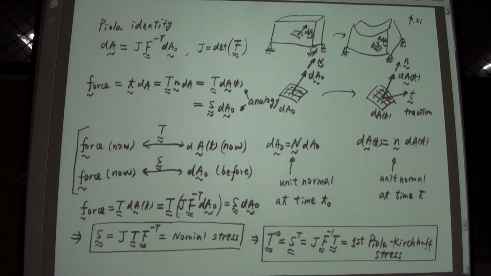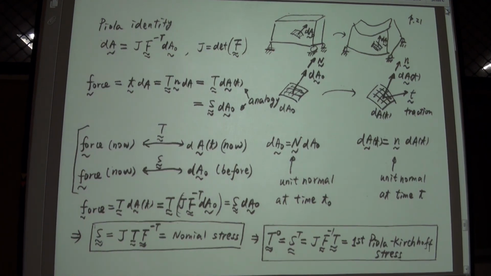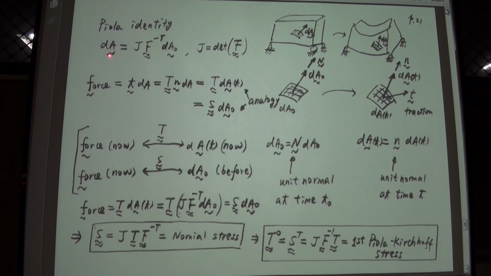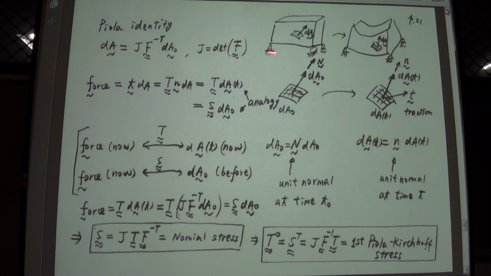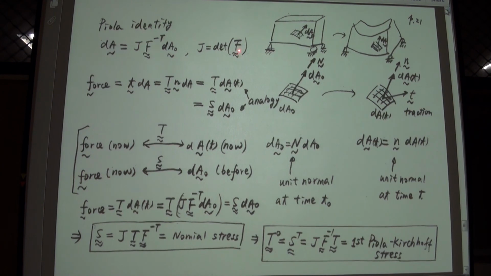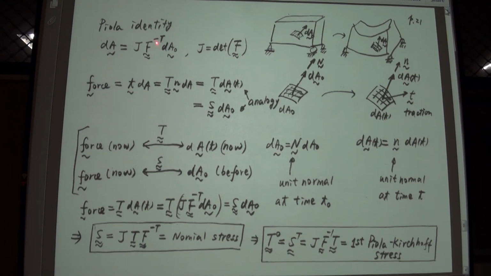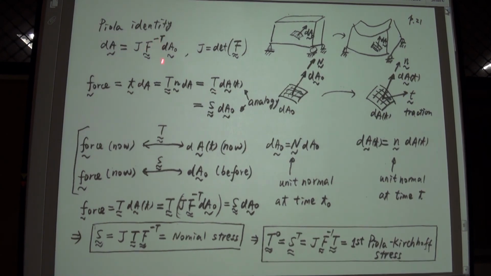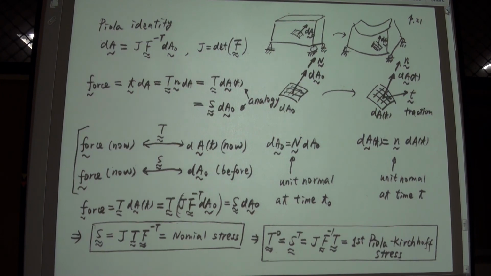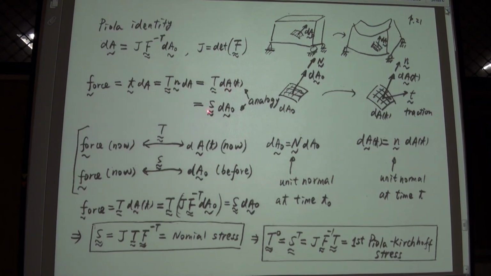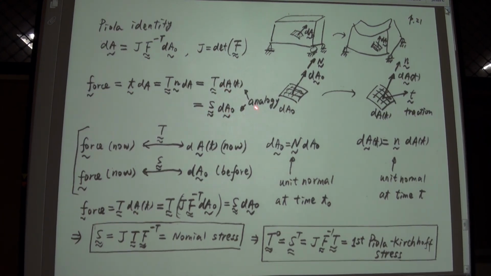This relation is not easy to derive, so I just omit the derivation process. You can look at some textbook to find the derivation. And then this dA0 is brought to dA by this relation, okay? dA0 and dA, with J equal to the determinant of F, and F inverse transpose, okay? This is the F inverse matrix and then transposed, okay? And now we have the force vector equal to T dA and S dA0. This is the analogy.